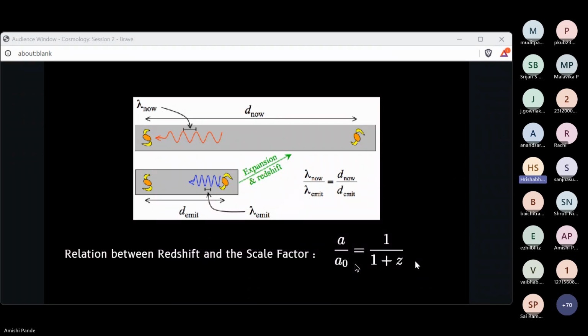Did you understand the last line that I said? Just say yes or no. I'll repeat it. Instead of using scale factor as an alias for distance to a particular galaxy or the coordinate of a particular galaxy, we can also use the term redshift.